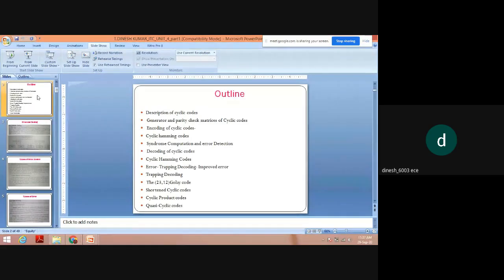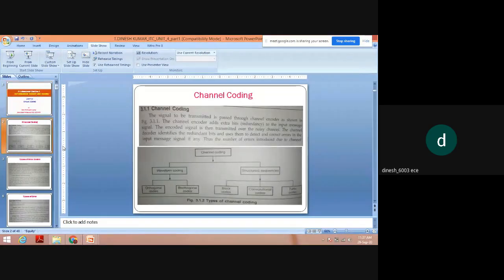This is the syllabus content of your Unit 4, cyclic codes. In this presentation, which we have seen for the past 2 or 3 classes, I'm going to give you a recap.